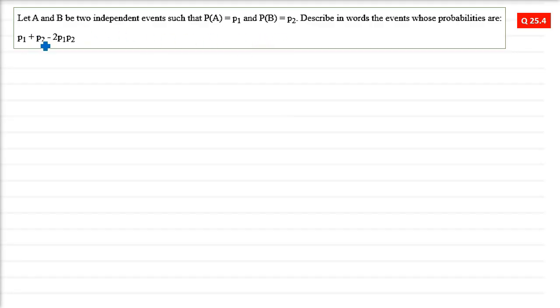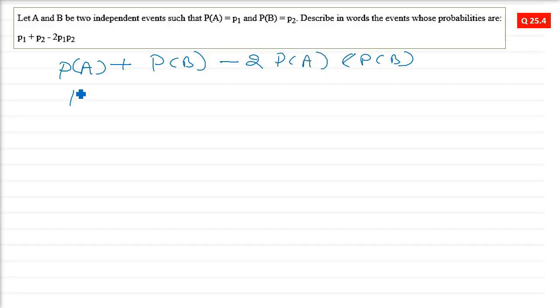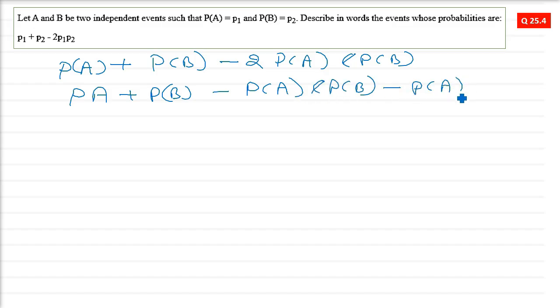Next one is P1 plus P2 minus twice P1 P2. Let's write it. P1 is PA, P2 is PB, and this is minus twice of PA into PB. Now let me write this negative 2 PA PB as separate minus PA PB and minus PA PB, because minus 1 and minus 1 means minus 2 only. So same thing I've written.